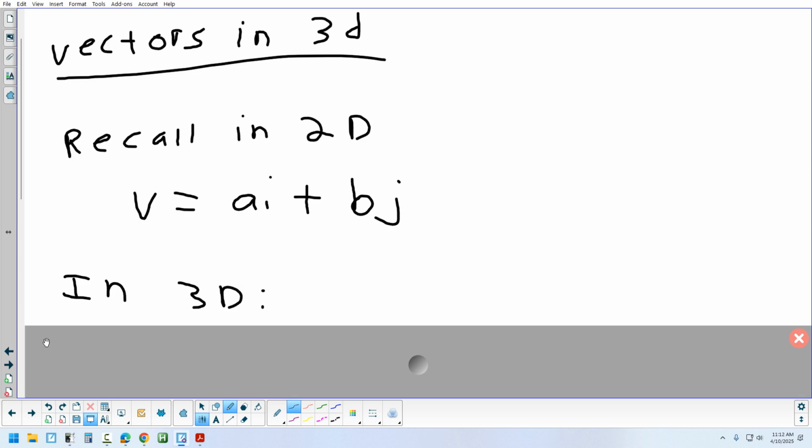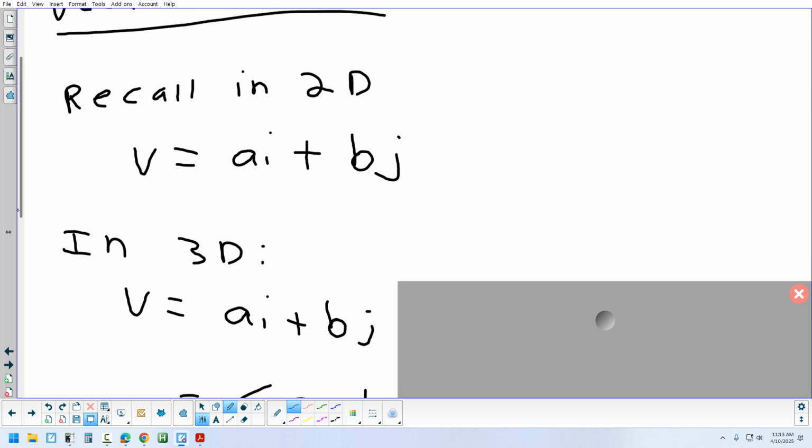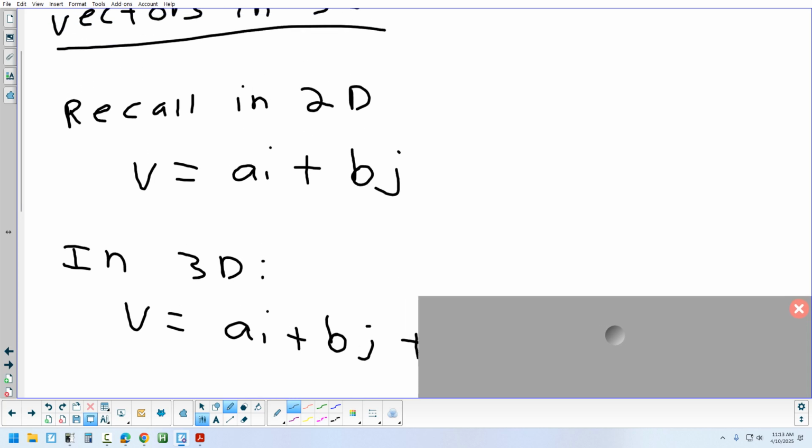So in 3D, how many components do you think we're going to have to the vector? We're going to have 3. We're going to have the x-axis component, the y-axis component, and then we're also going to have the z-axis component. The component itself is a c. That'd be the number that's in front.